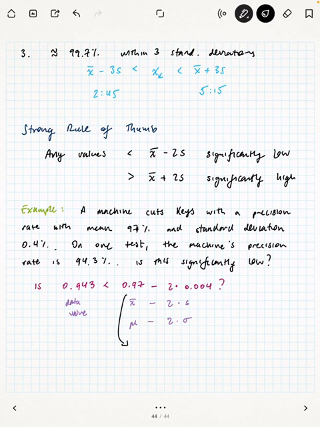And so if we do this calculation, we'll find, and excuse me, I'm calculating right now. You get 0.962. Okay, so roughly 96.2%. And since it is less than, so this statement is true, our 94.3% is lower than this threshold, then we would say, so yes, this is significantly low.